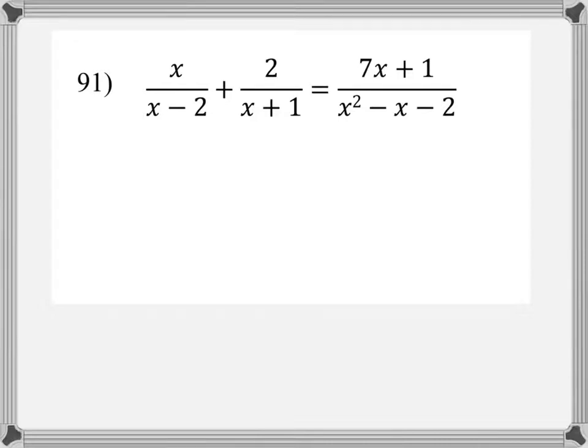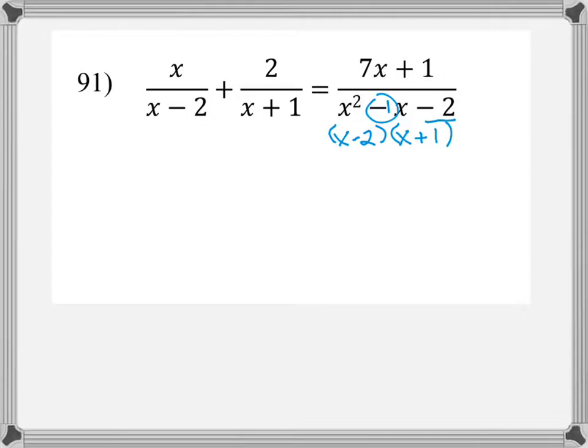So my first term is over x minus 2, and that's factored. My second term is over x plus 1, and that is factored. My right-hand side, I need to factor that expression. So I need to find numbers that multiply to -2 and add up to -1. So I've got my x's, and numbers that multiply to -2 and add up to -1 are -2 and +1. So that factors to x minus 2 and x plus 1.